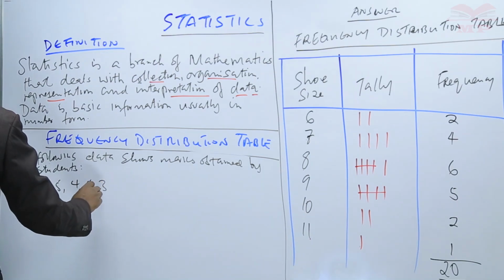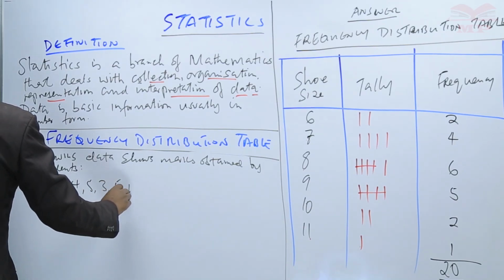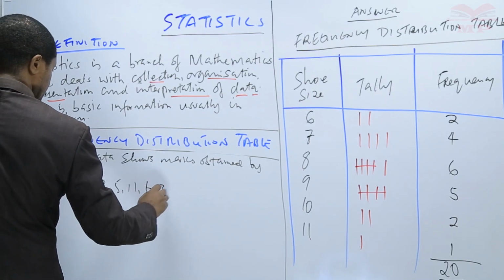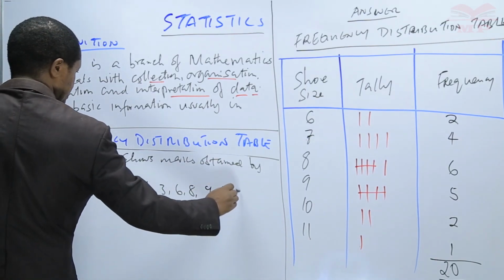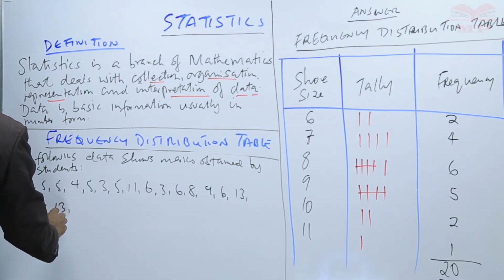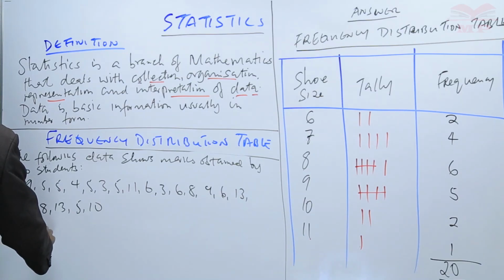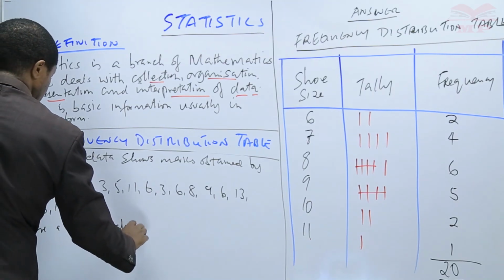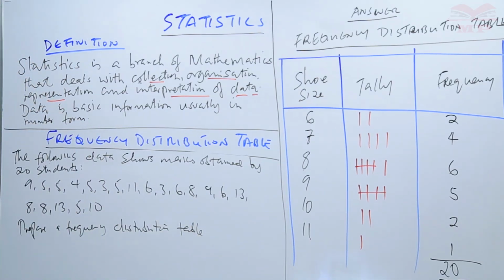9, 5, 5, 4, 5, 3, 4, 5, 4, 5, 3, 5, 11, 6, 5, 11, 6, 5, 11, 6, 3, 6, 8, 3, 6, 8, 3, 6, 8, 9, 6, 13, 9, 6, 13, 8, 8, 13, 5, 10. Prepare a frequency distribution table.